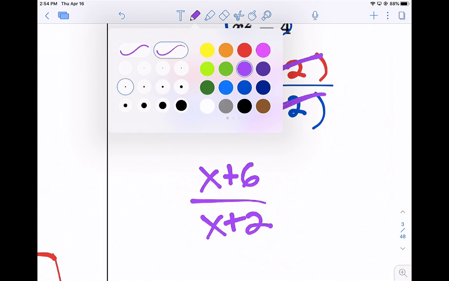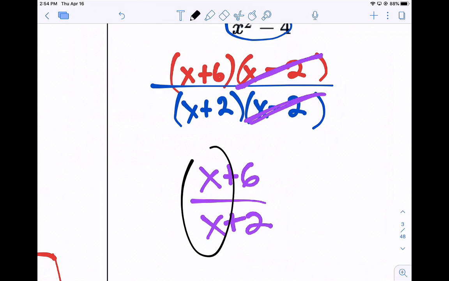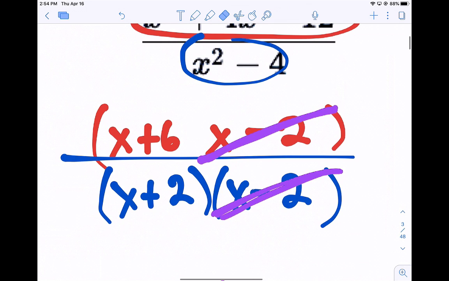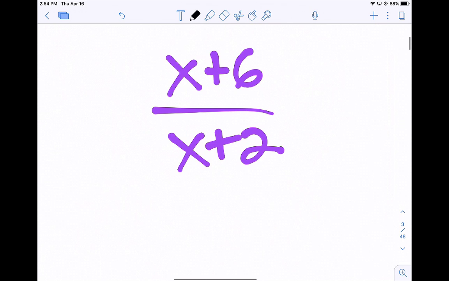Notice we cannot cross off these x's. And you might argue, well, there's an x on top and an x on bottom. Why can't you cancel them? And it's because they're being added and not multiplied. The ones that we canceled here were being multiplied, and so we could cancel them. And this one right here, they're being added and we can't.